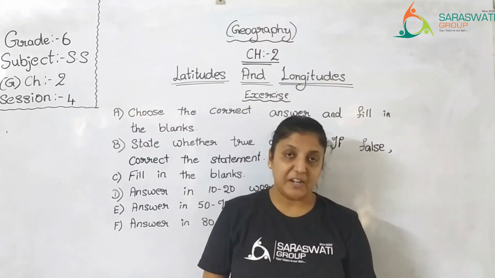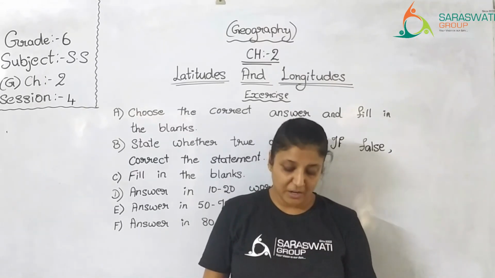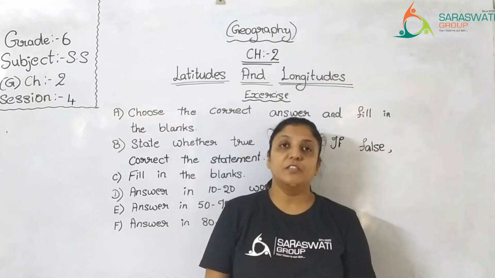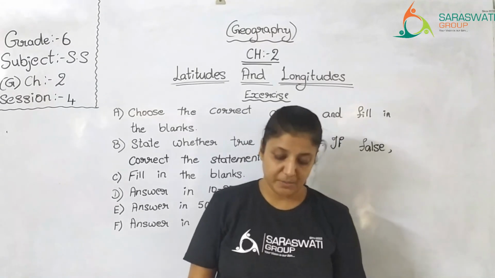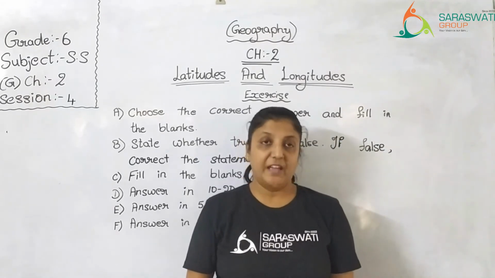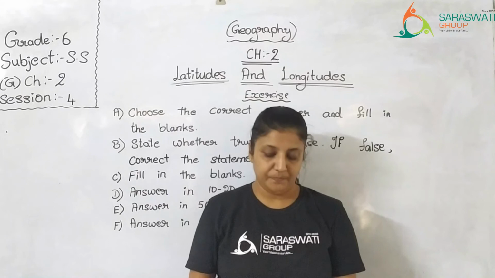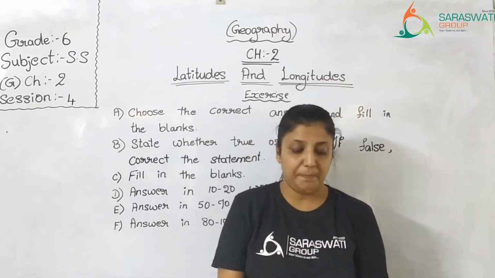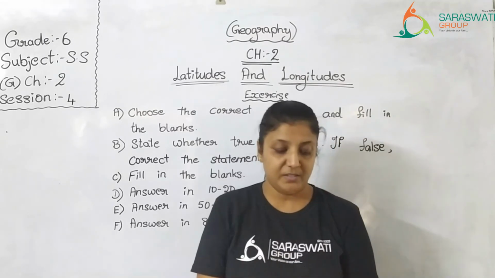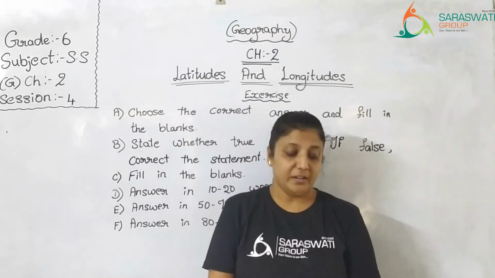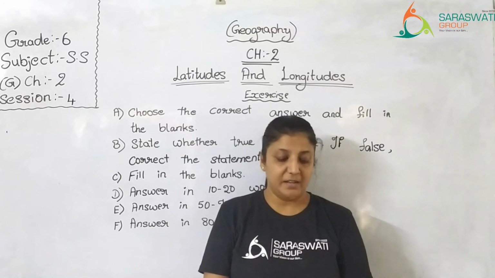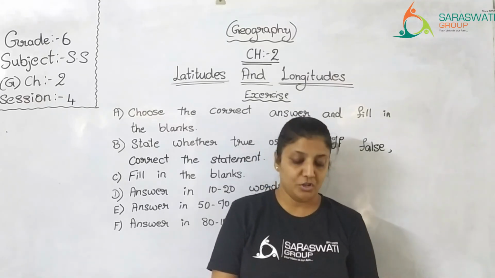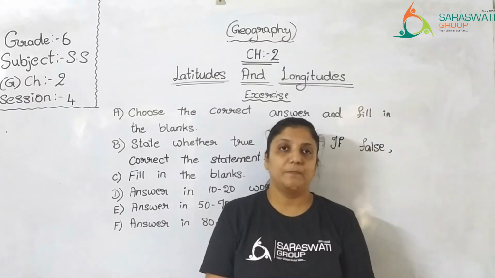Next one is temperate zone. There are two temperate zones on the earth. That is, the north temperate zone lies between the Tropic of Cancer and the Arctic Circle, while the south temperate zone lies between the Tropic of Capricorn and the Antarctic Circle. The temperate zones receive the slanting rays of the sun and thus are neither too hot nor too cold.